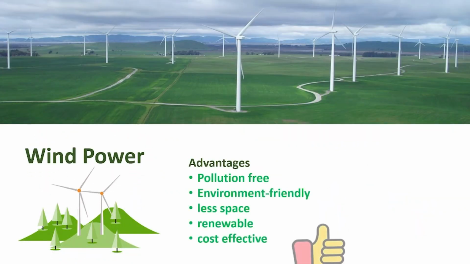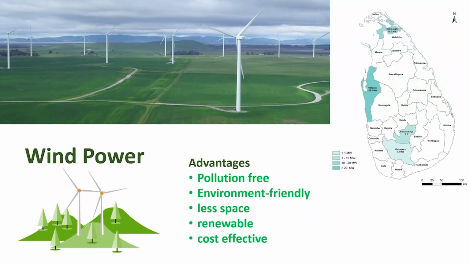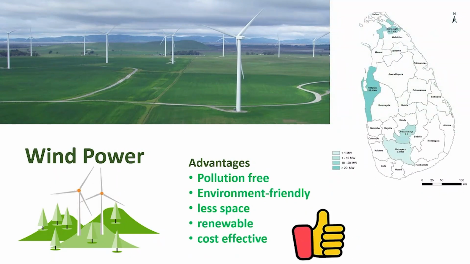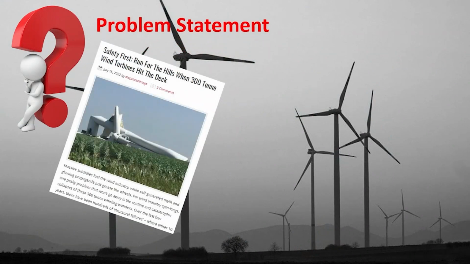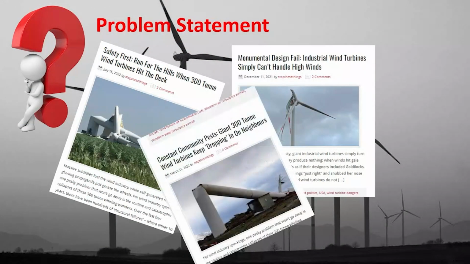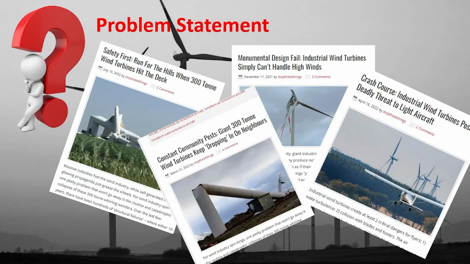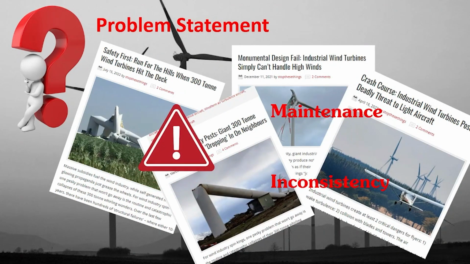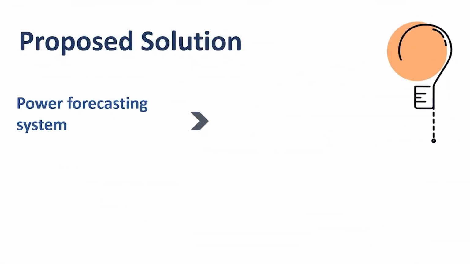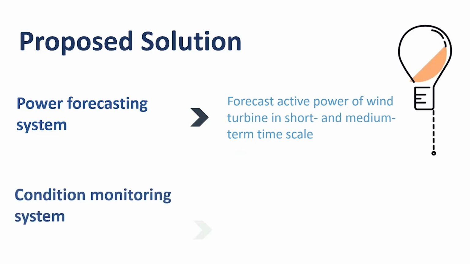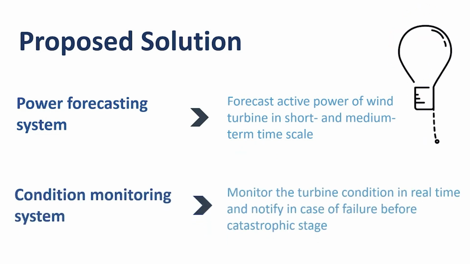In Sri Lanka, windy land represents about 6% of the total land area. The problem is, turbine operation and maintenance cost is high. Wind is unpredictable. Global statistics show that turbine failures are frequent and increase maintenance cost. Solution: we introduce a power forecasting system and condition monitoring system for wind turbines.